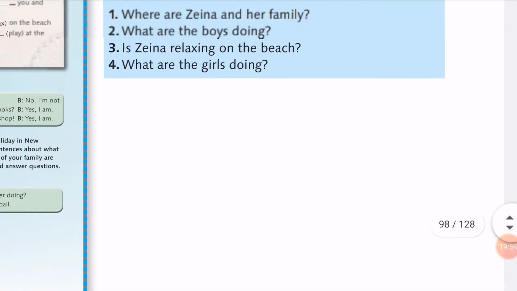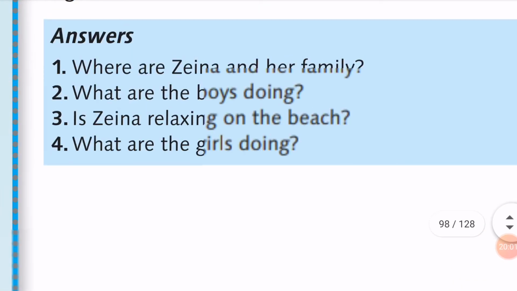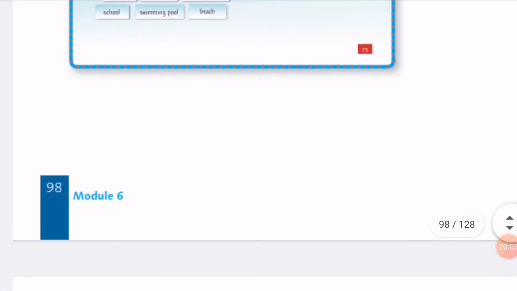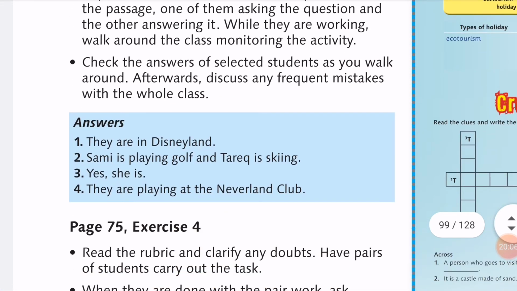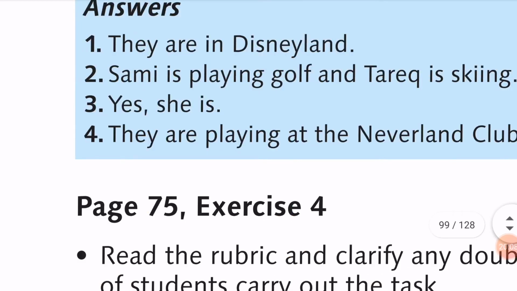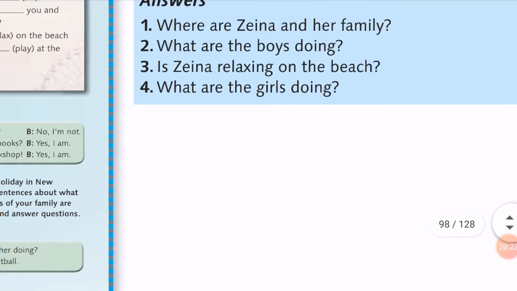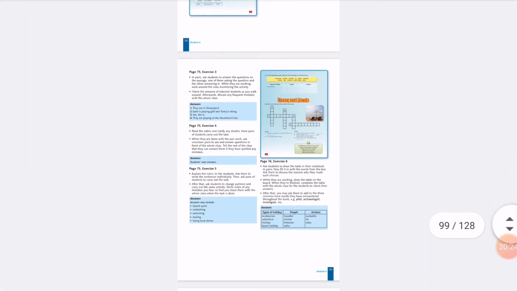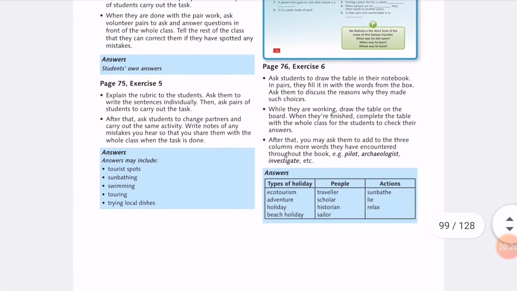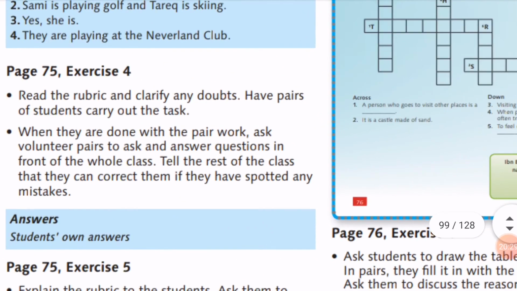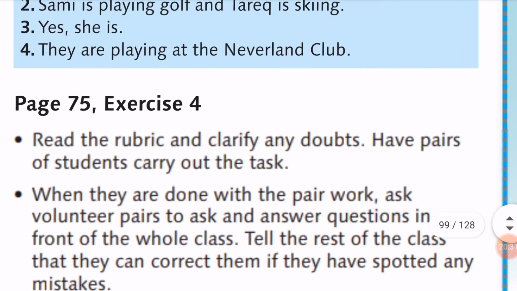The next one. Is Zena relaxing on the beach? Yes, no question here. The answer may be yes, maybe no. Yes, comma, she is, full stop. It's very important to pay attention to the punctuation you have to write in the answer. The last question here. What are the girls doing? Okay, the answer here: they are playing at the Neverland Club.